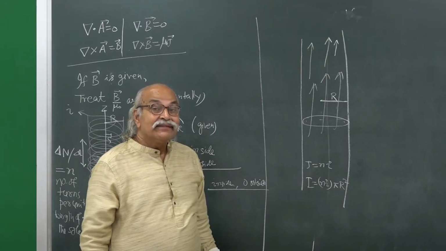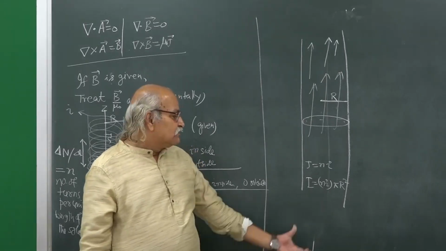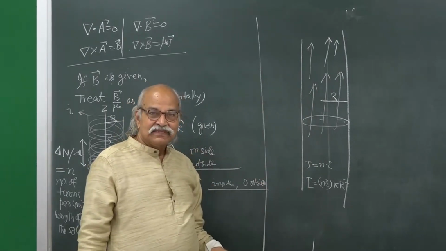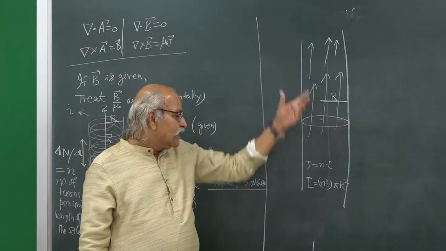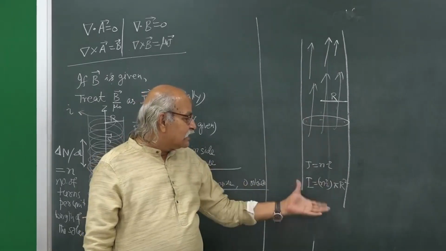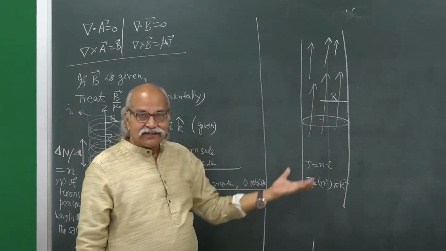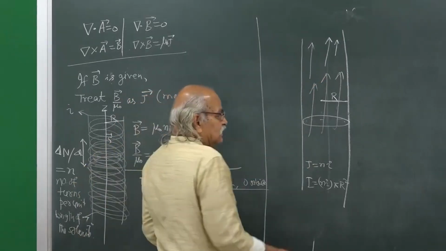What is the magnetic field? If this be the case, what is the magnetic field? You have solved this problem. If you have a cylindrical volume and a constant current going uniformly distributed, you know how to do that. And it is very easy.